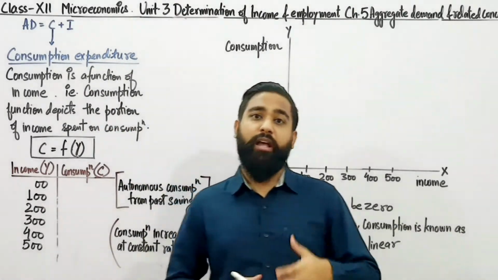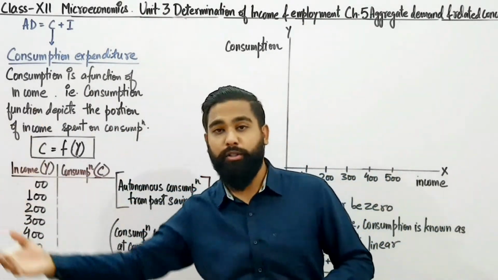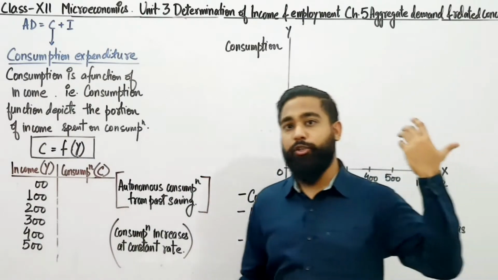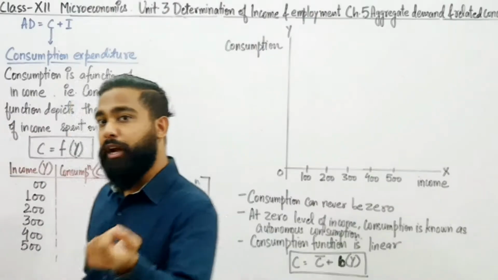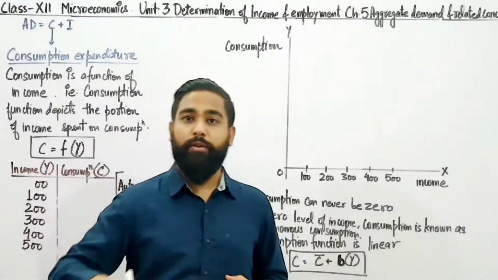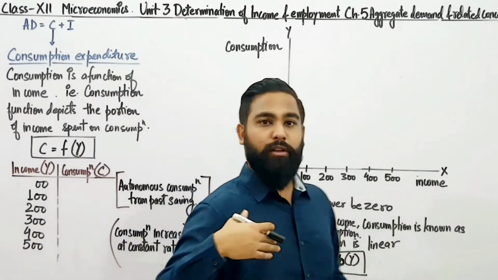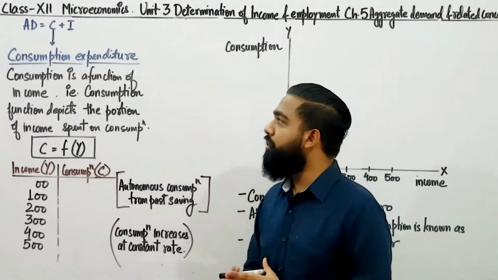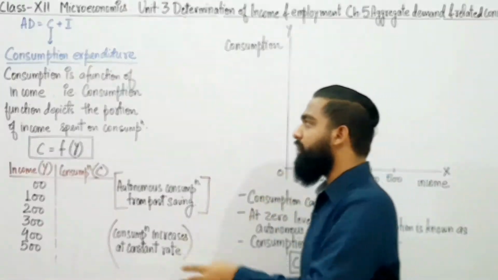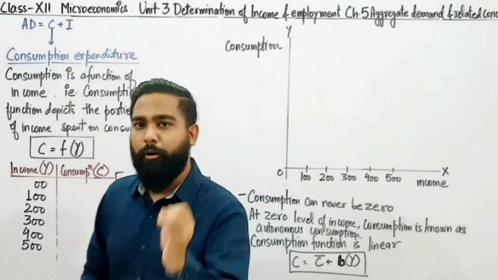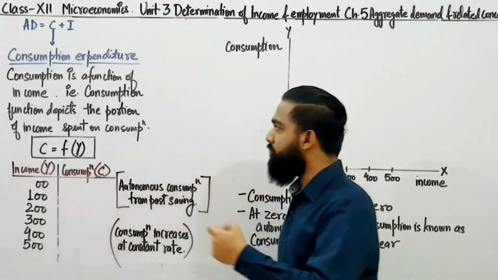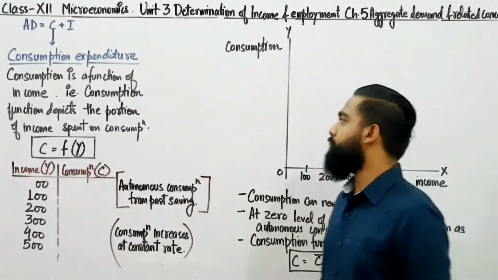Suppose your income is 1 lakh, then you will consume 70,000. In the first case, you were consuming only 70 rupees, only 100 rupees. But now, as your income is 1 lakh, you are consuming 70,000 rupees. You are consuming 1 lakh rupees. Fine. So that is your consumption. Consumption is a function of income. Income will decide how much you will consume, how much you will expend on your consumption.